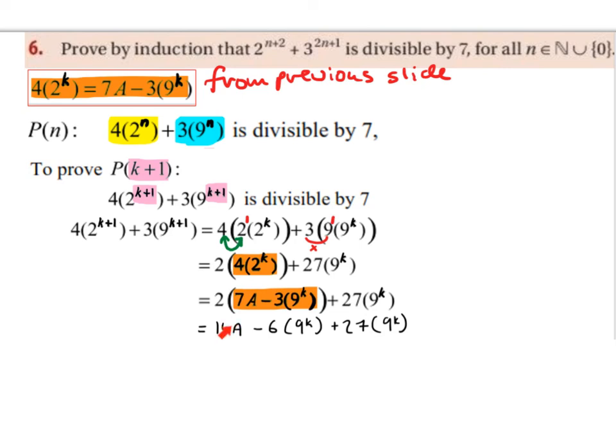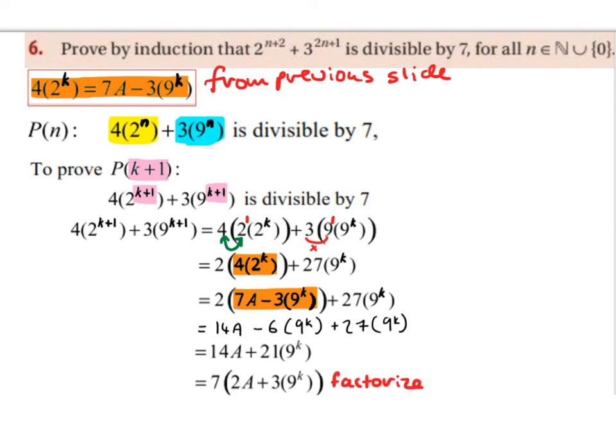So 14a, that's the only a term we have, so we'll just bring that down. And minus 6 times 9 to the power of k plus 27 times 9 to the power of k is going to be plus 21 times 9 to the power of k. So we have 14a plus 21 times 9 to the power of k. So we're going to factorize. So remember, going back to our question, we want to make sure that this is divisible by 7. So we're trying to pick out a 7. We want to factorize out a 7 so that we can show that 7 can divide into it. And we can do that indeed.